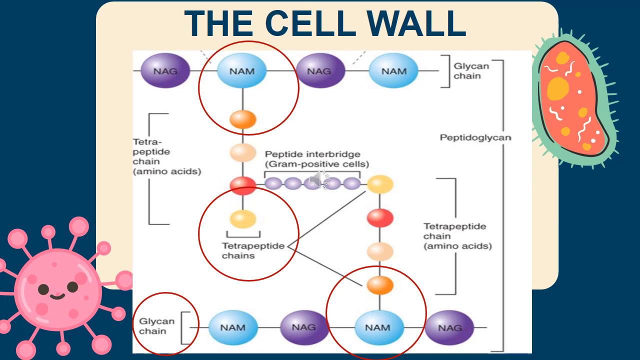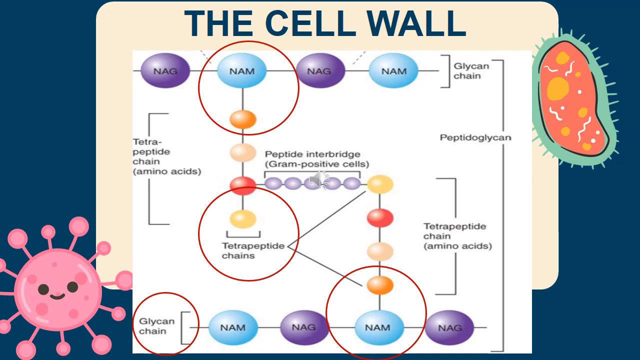L-alanine, D-alanine. We also have your D-glutamic acid, and of course, it can either be your lysine or your diaminopimelic acid. Okay, so again, we have the four tetrapeptide, or your amino acids rather. We have your L-alanine, D-alanine, D-glutamic acid, or either of your lysine or your diaminopimelic acid, or your DAP na tinatawag natin.